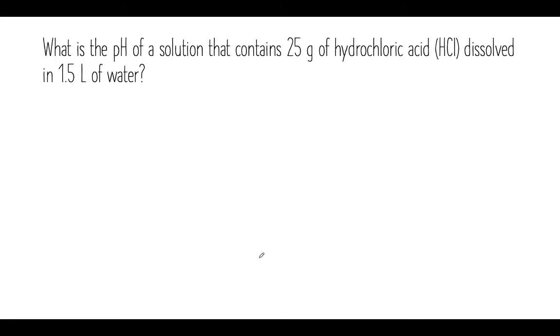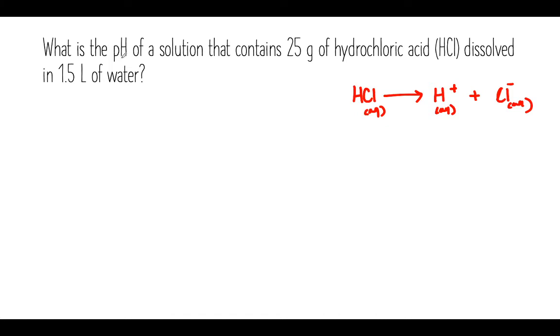All right, so let's take a look at our first example. This question asks, what is the pH of a solution that contains 25 grams of hydrochloric acid dissolved in 1.5 liters of water? So if I take a look here, I have to identify what acid I'm looking at here. And in this case, it's HCl, hydrochloric acid. I know that hydrochloric acid is a strong acid, which means that it's going to ionize completely to form H+ and Cl-.